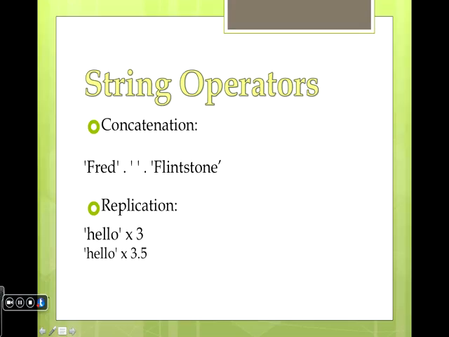The same if I say hello x 3.5, it will truncate this to 3, and even if it was 3.9 it will truncate it to 3 and repeat 3 times. Now if I multiply it by -1, it will know that this is less than 0, so the result will be an empty string.